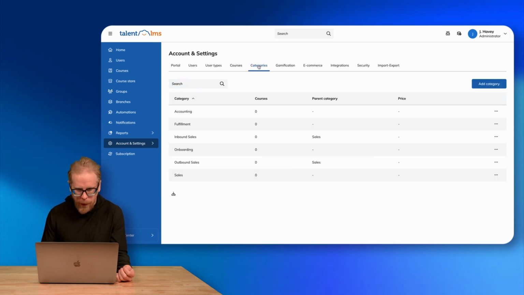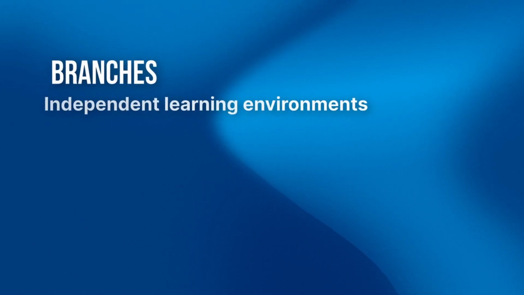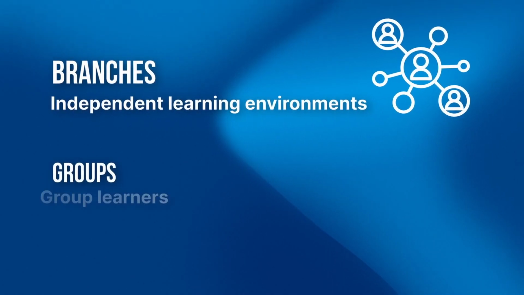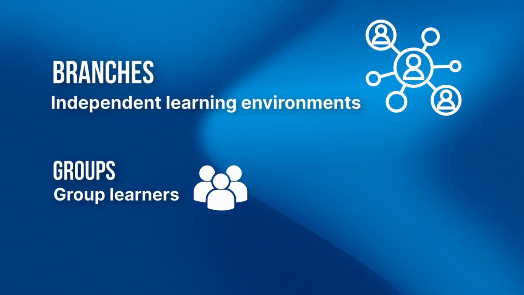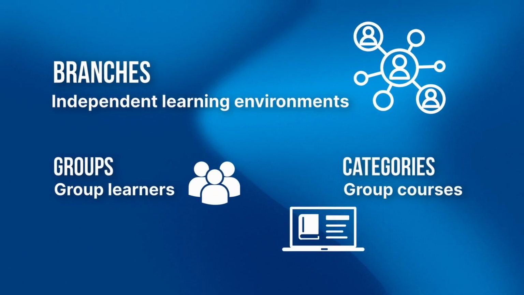Categories. Categories are a way for you to sort your courses. Branches create independent learning environments. Groups are meant to group users, group learners. Categories group courses. Okay? So branches, independent learning environments. Groups, you group learners, and you can group them within those independent learning environments. Categories, you group courses.